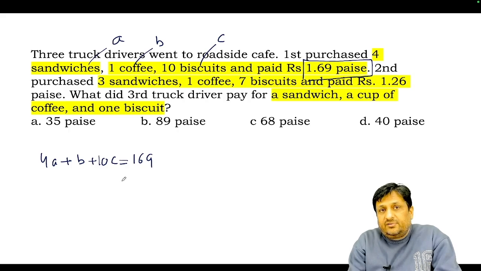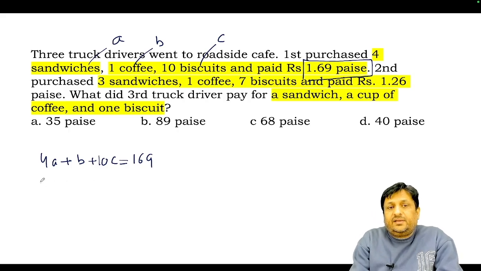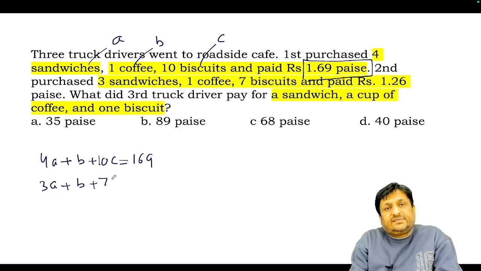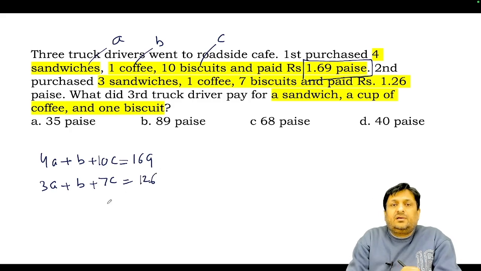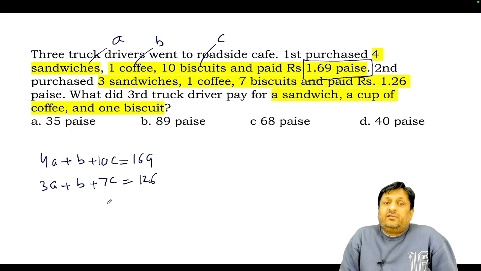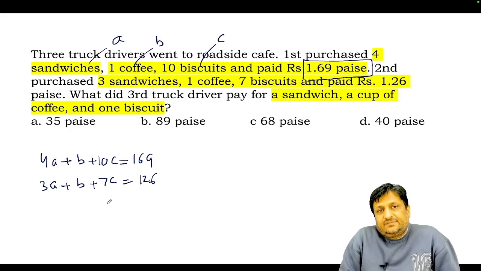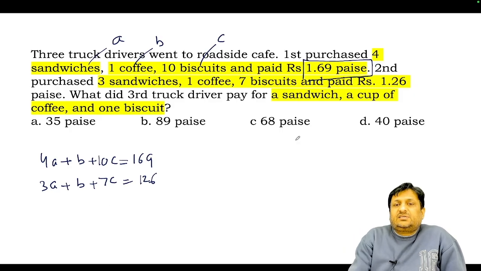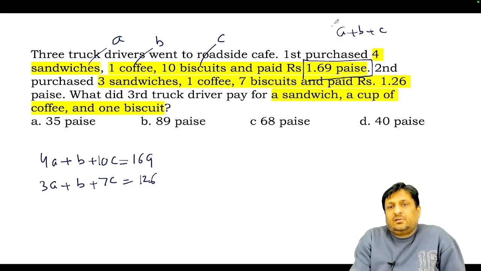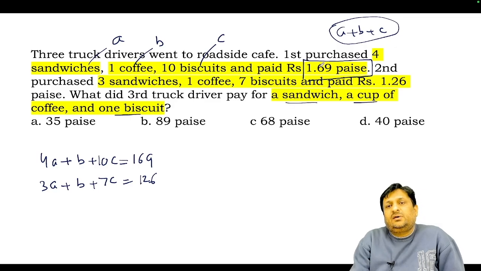Now, how much is the second driver buying? He is buying 3 sandwiches, 1 coffee, and 7 biscuits, and he is paying 126 paisa. Interestingly, here I have only 2 equations, and he is asking me the value of A plus B plus C. Why? The third driver is buying a sandwich, a cup of coffee, and a biscuit. So he is asking the value of A plus B plus C.